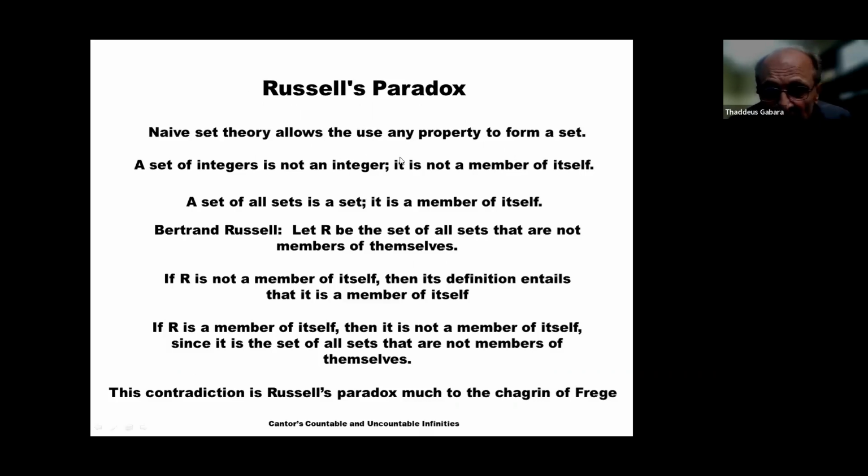Naive set theory allows the use of any property to form a set. So you have absolute freedom. But let's take a look at a set of integers. It's not an integer. The set itself is not an integer.